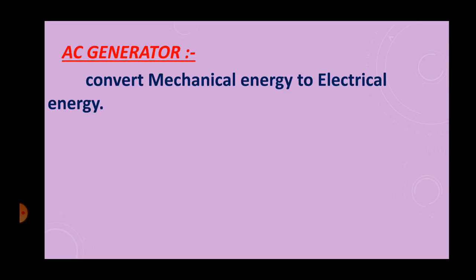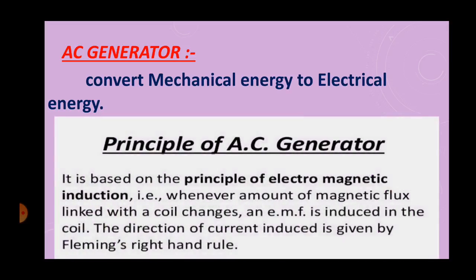So, the AC generator is a device that converts mechanical energy to electrical energy. The AC generator is based on the principle of electromagnetic induction, which you already know, where there is relative motion between a conductor and a magnetic field.